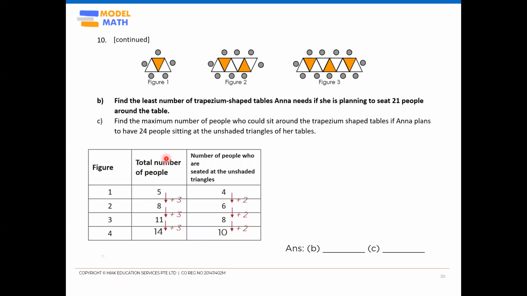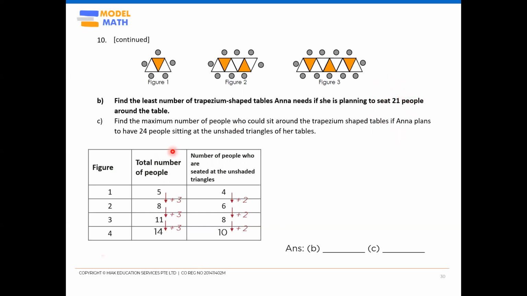Now for B, find the least number of trapezium-shaped tables Anna needs if she's planning to seat 21 people around the table. For 21 people, it will be the total people that she wants to seat. So we should be looking at this second column. You can ignore this for now, look at the second column. Starting from 5 people at the first figure, I need a total increase until I can seat 21 people.